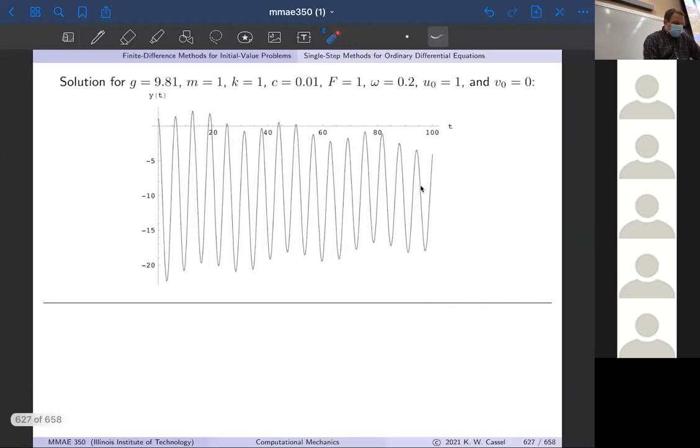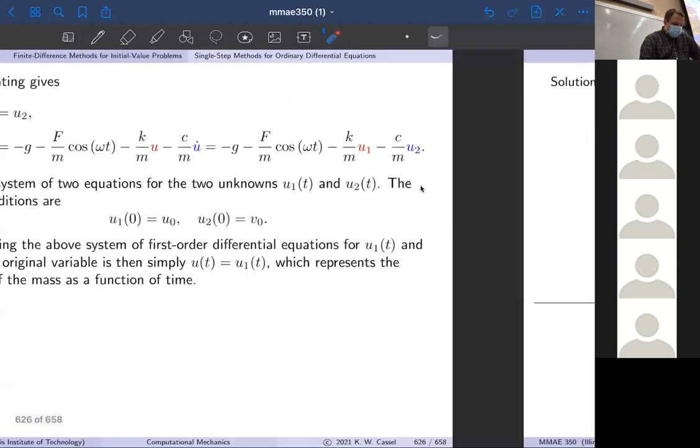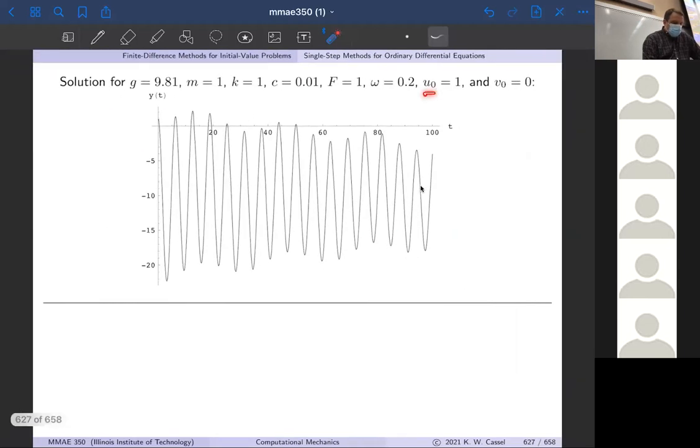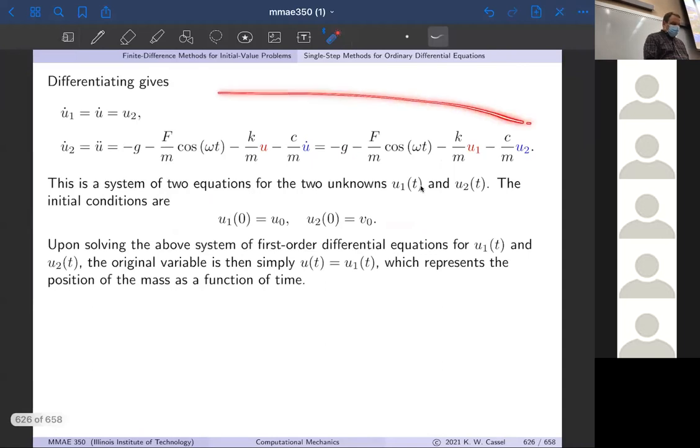And here's the solution. We've seen this before. This is for on the Earth. M is 1, K is 1, C is 0.01. C, remember, is damping. F is 1, omega is 0.2. That's this forcing term right here. And U0 is 1, V0 is 0. So that's the initial conditions. So it wibble wobbles back and forth. I showed you the solution before, but I didn't tell you how I got it. This is how I got it, solving this system of 2 first order equations using one of these 3 methods.